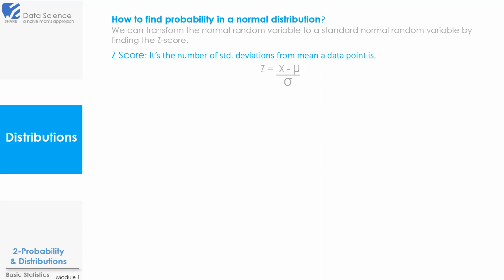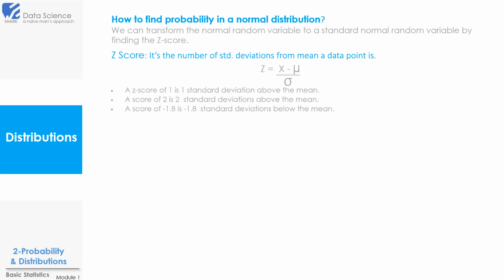Now the next question is, once we find the z-score, how do we interpret it? So a z-score of 1 means that it is 1 standard deviation above the mean. A z-score of 2 is 2 standard deviations above the mean. And a z-score of say minus 1.8 is 1.8 standard deviations below the mean. Now once we have the z-score, we can find the probabilities using the standard normal tables. But before that, let's see how we can use z-score.